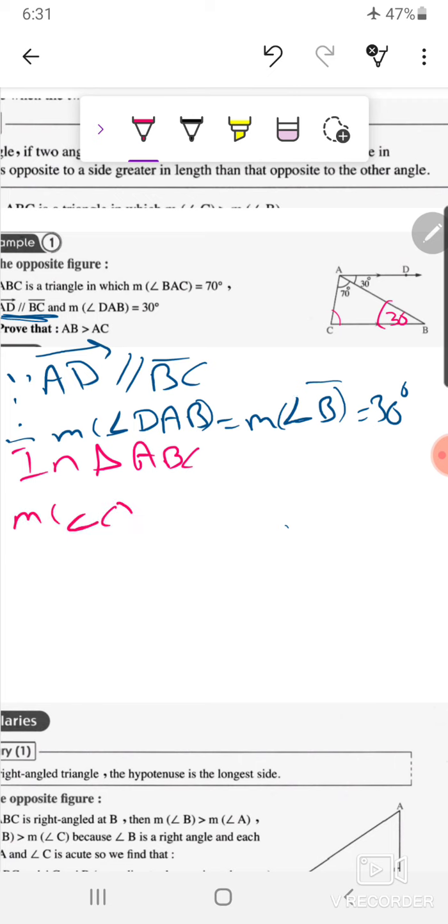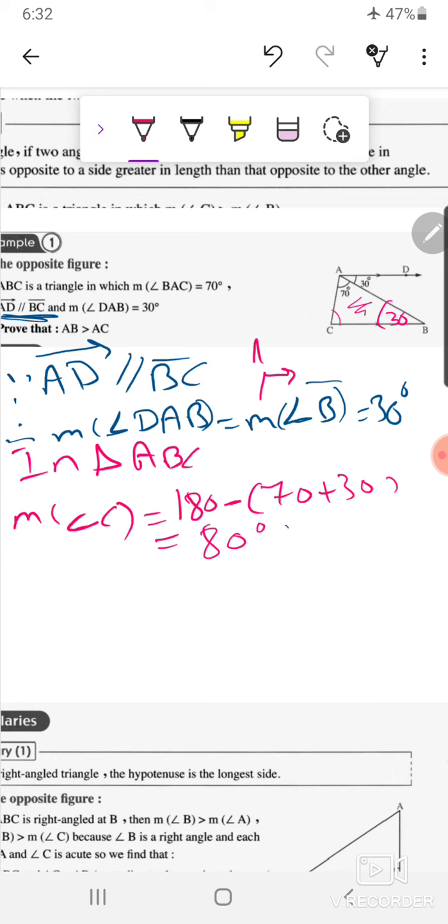Of course. If I want measure angle C, in any triangle the sum of interior angles equals 180, minus the sum of them, which is 70 plus 30. Okay, I will get the answer, which is 80. And I forgot to write here whether this one is alternate, interior or corresponding. I must write it, which is alternate, letter Z.